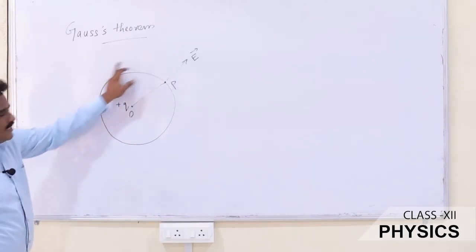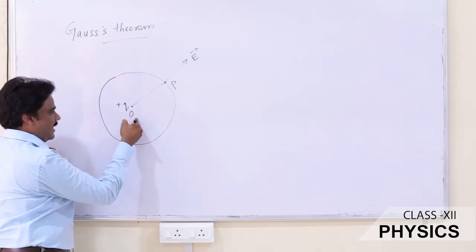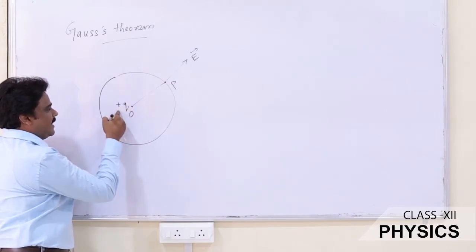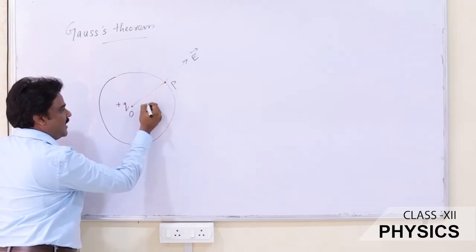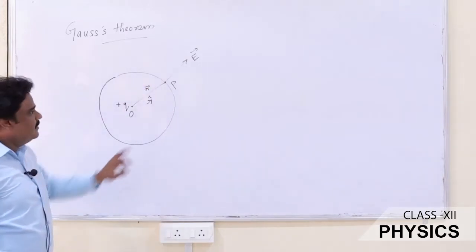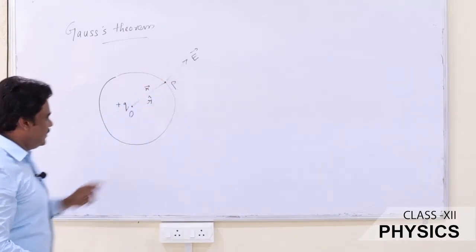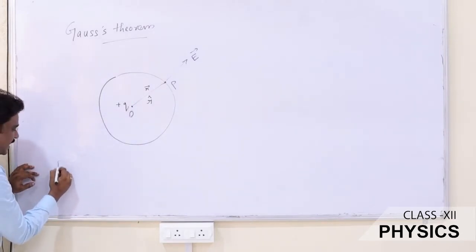Once again, I am going to consider a sphere. The center of the sphere is O. At the origin, I am going to keep a charge plus Q. Next, I am going to assume a point P which is at a distance R from the center, where E is the electric field. So what is the expression for electric field due to this point charge? Already we derived it in the last classes.